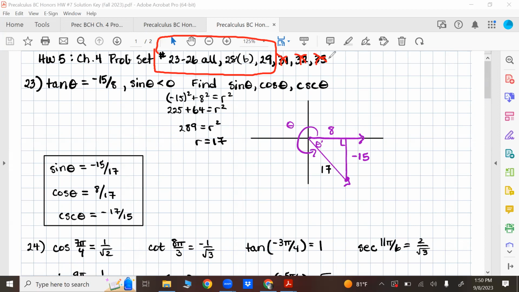Really short, guys. You're welcome. Let's start. Homework is 23, 26 all, 28, and 29. That's it. I'll put them in the assignment as well.